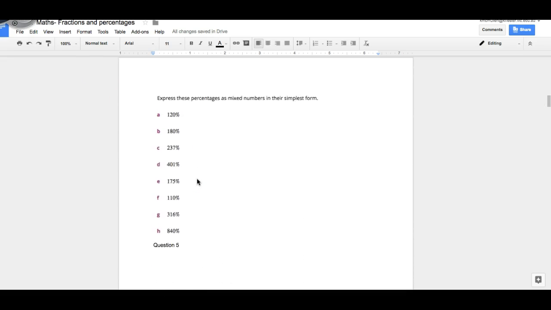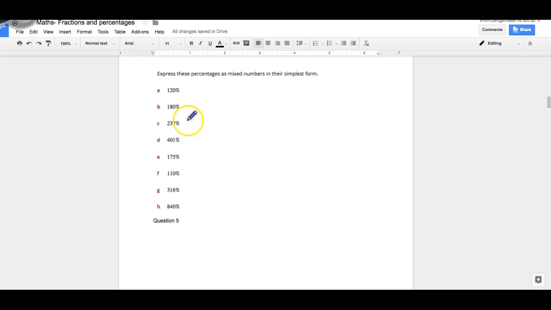Okay, question 4. Express these percentages as mixed numbers in their simplest form. So the first one, 120%. Okay, I like to split that up. If we have 100% and then whatever is left over, which is 20%. So I know 100% is the same as 1. Okay, so I don't have to deal with that. It's much easier to deal with just 20%. So I'm going to do the 20% over here. So remember, it's over 100.